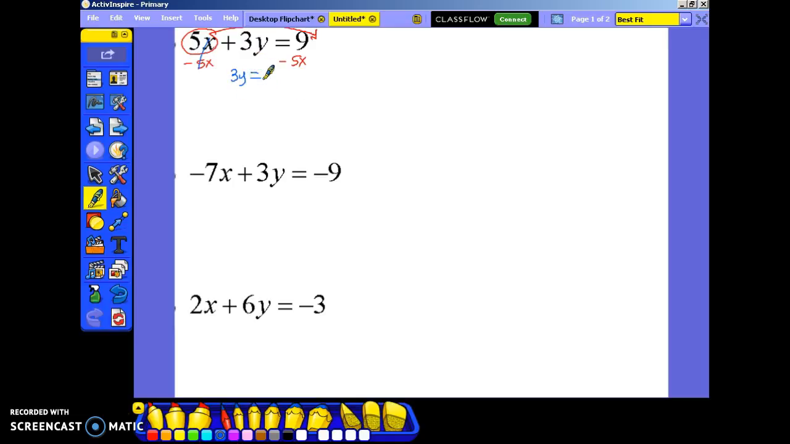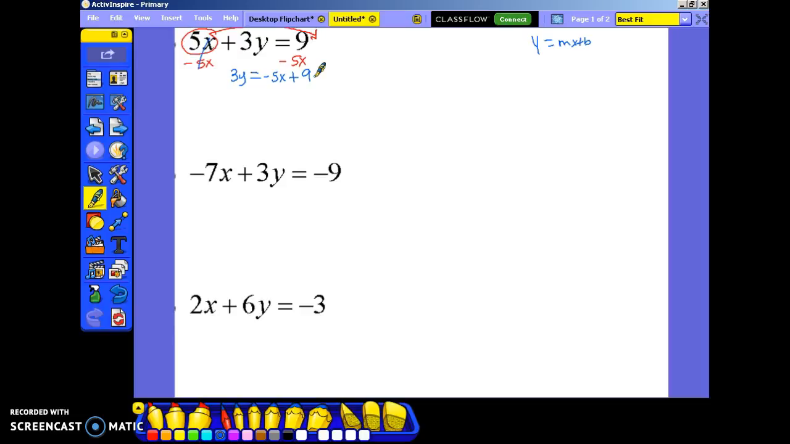At this point, I cannot combine 9 and negative 5x. They are not like terms. All I can do is write them beside each other. Because slope-intercept is y equals mx plus b, whichever term has the x beside it, that is what I write first. Since I'm subtracting 5x, it's going to be negative 5x. And because I have a positive 9, that's going to give me plus 9.